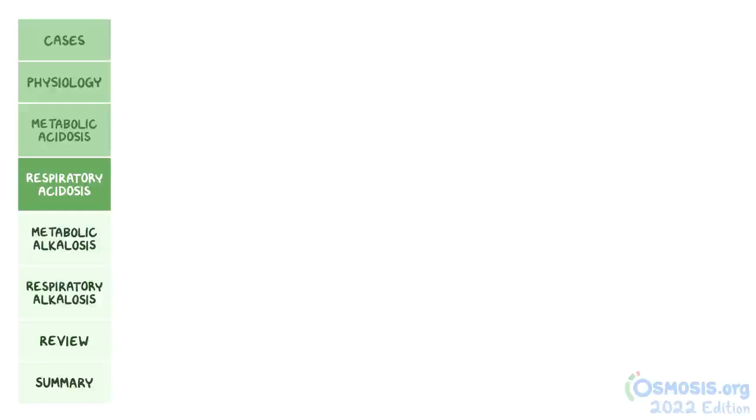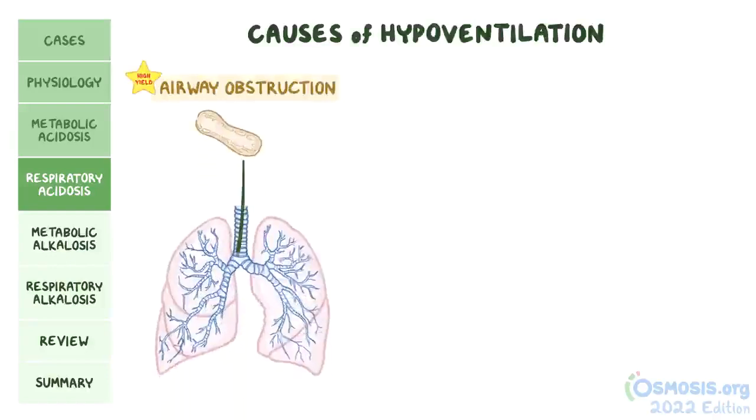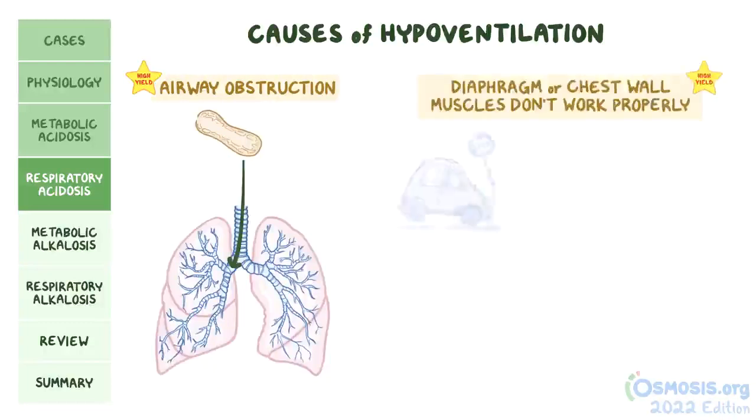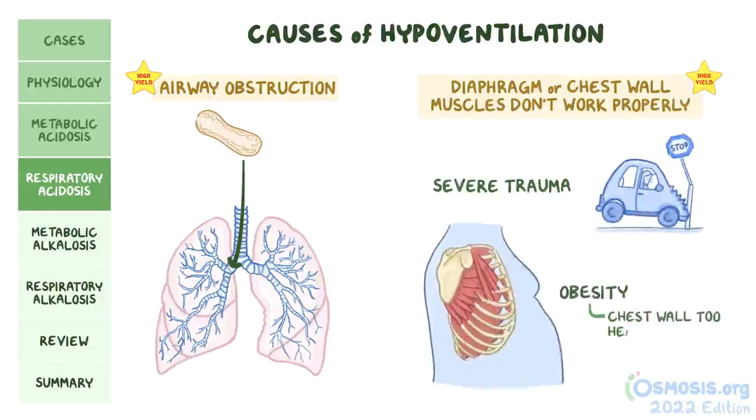Now, to remember the causes of respiratory acidosis, we must think about causes of hypoventilation. One reason is airway obstruction, which might happen if a child aspirates an object like a peanut and it lodges in the right mainstem bronchus, preventing that lung from ventilating. Sometimes the diaphragm or chest wall muscles don't work properly, which can happen after severe trauma or due to obesity when the chest wall is too heavy for the muscles to lift.